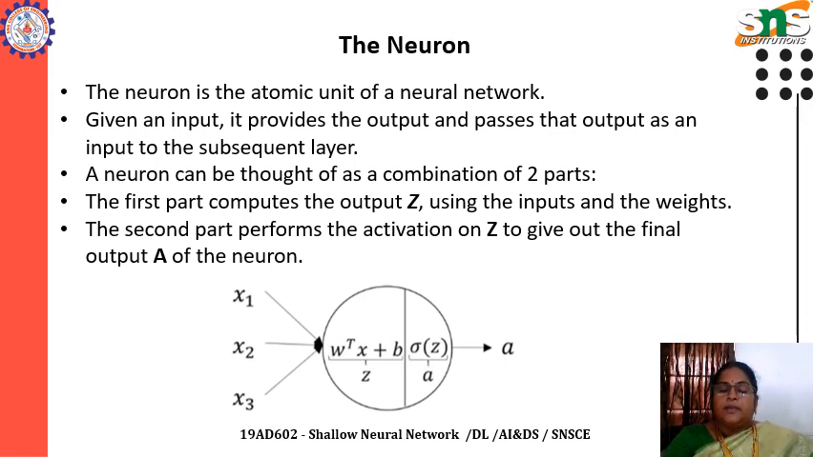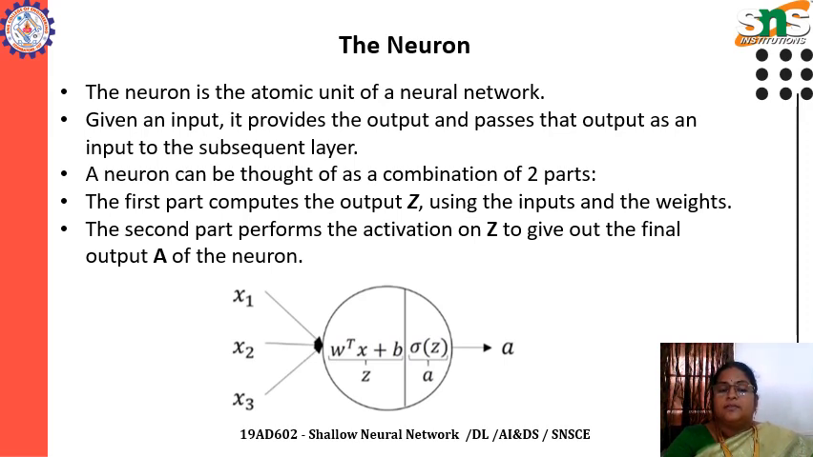So we can say a single neuron is a combination of two parts. Here we can say a circle is divided into two parts. So I am dividing a single neuron into two parts. The first part computes the output Z using the inputs and weights. The inputs are x1, x2, x3, and each input is associated with its own weight. So I'm taking it as w^T x, where x are the inputs and the weights associated with the inputs are w^T, plus b. b is a bias value.